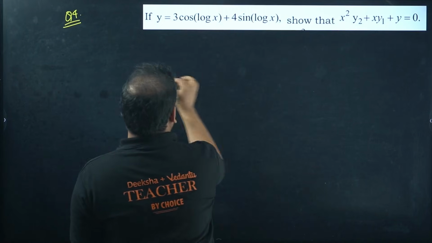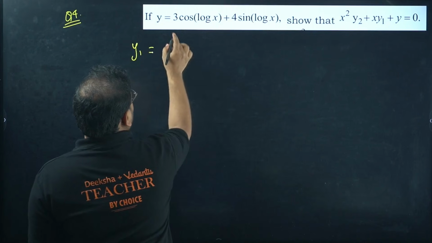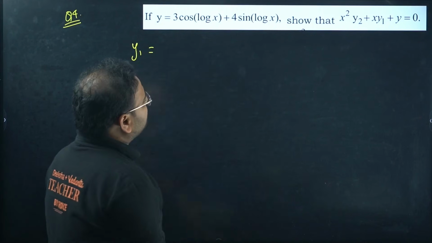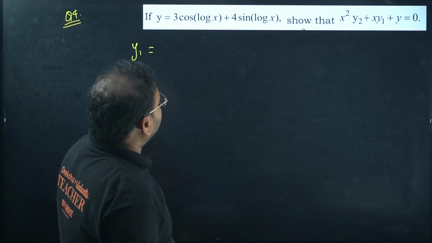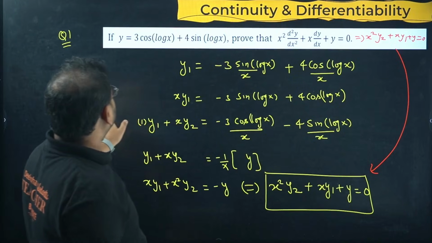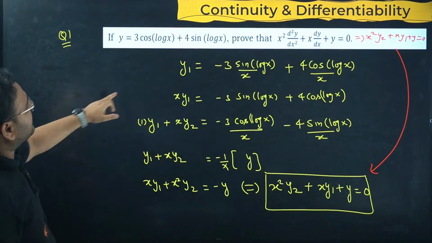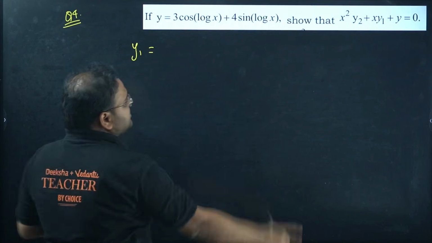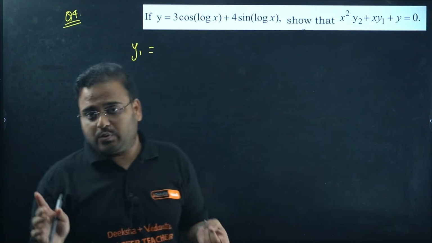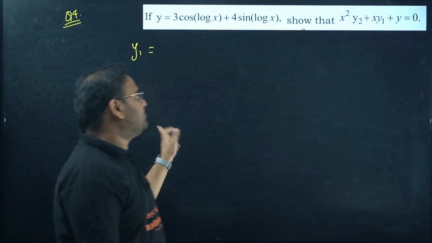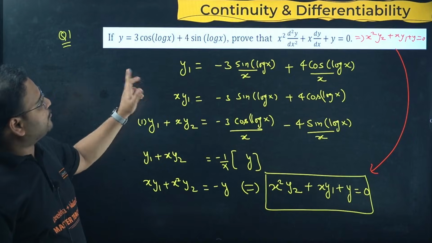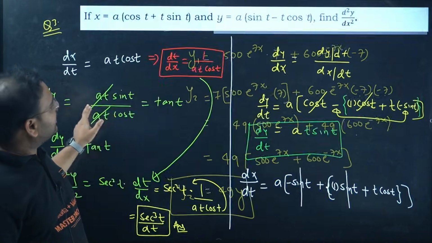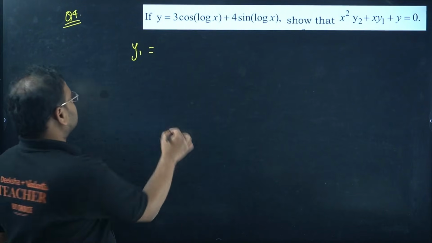Same approach, we want to find y1 first. So I get 3 cos. I've done a similar question like this, no? I think the same question I've done. Yeah, 3 cos log x, 4 sin log x. Yeah, same question, sorry. This was a p by q also, that's why it has repeated 2 times, okay? This is a p by q and also a question bank. So this is done, sir.